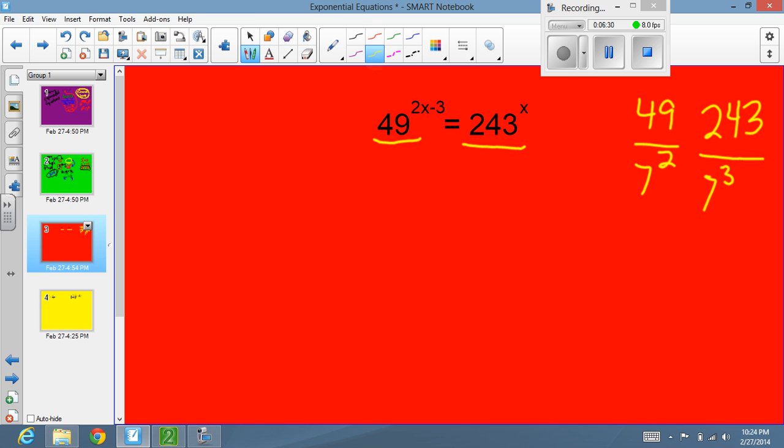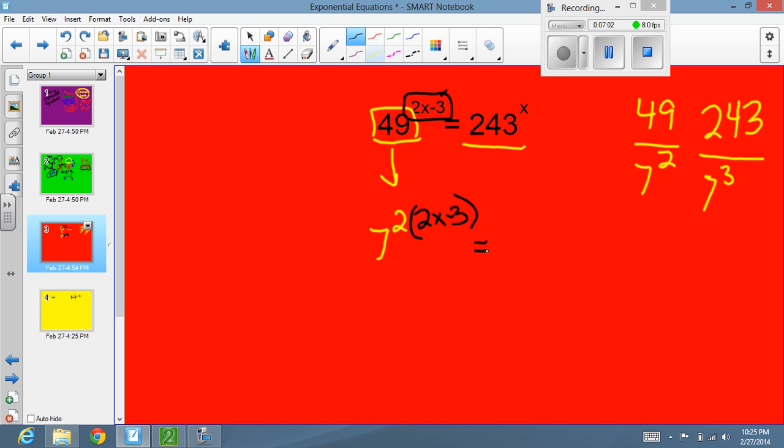So now here's the thing. I want to take this 49 and I'm going to rewrite that as 7 squared. Now don't forget that I already had 2x minus 3 as an exponent. So that goes right here next to the squared, and I need to multiply that, okay? Because you already had an exponent of 2x minus 3, now you're creating another exponent of 2.